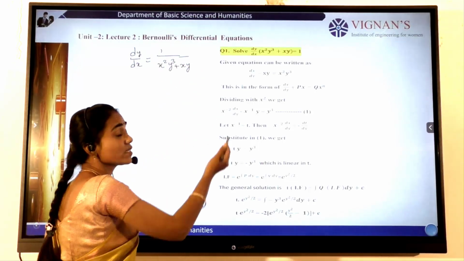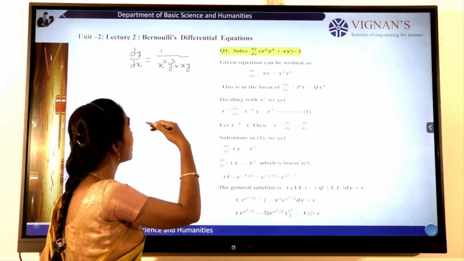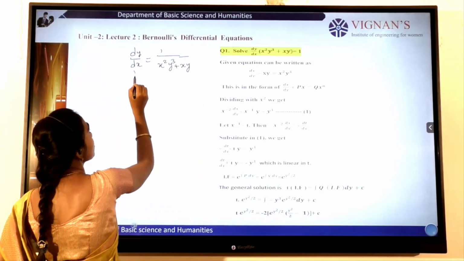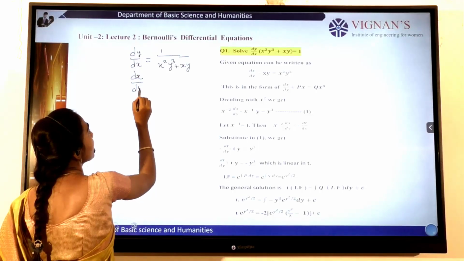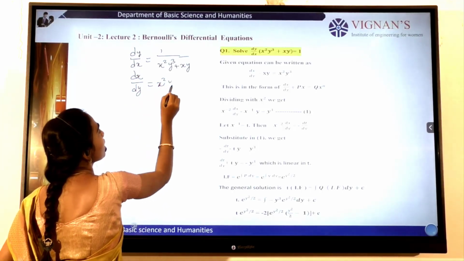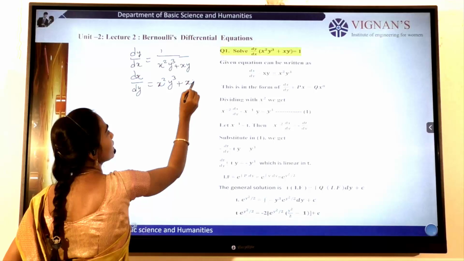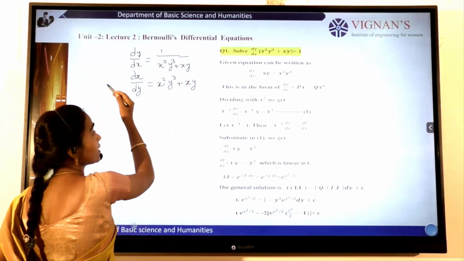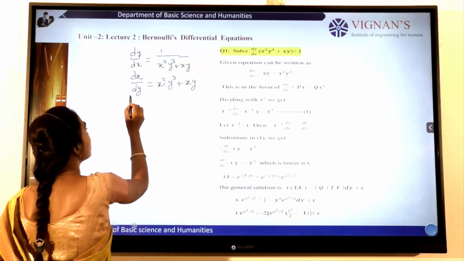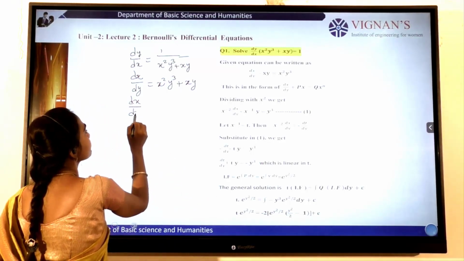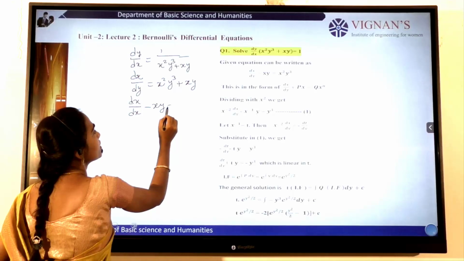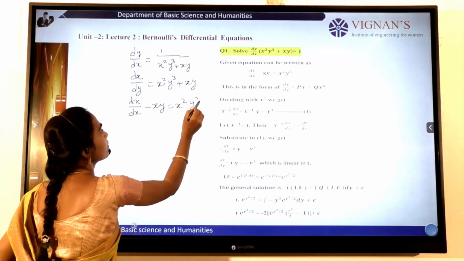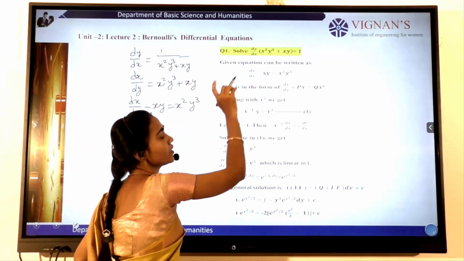Here also we can't decide which equation it is. So let us take a reciprocal of this equation. dx by dy is equal to x square y cube plus xy. So let us bring this xy term to the left hand side to get the general form. So dx by dy minus xy is equal to x square y cube. Okay, so we are getting this general form.